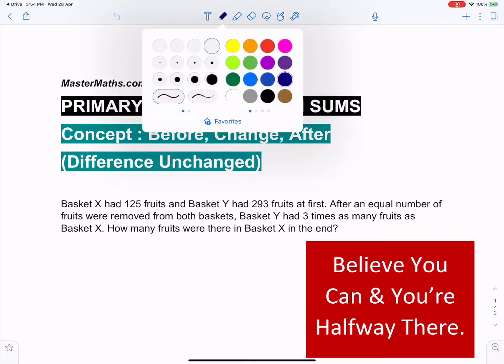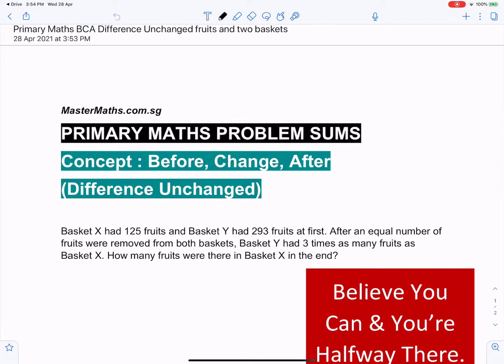Remember, there are actually three cases for difference unchanged. Number one is when receiving equal quantities. QTY is the short form for quantities. Receive can also mean get or added. I add equal quantities, can be money, can be marbles, can be fruits. That's the first case where the difference must still remain the same.